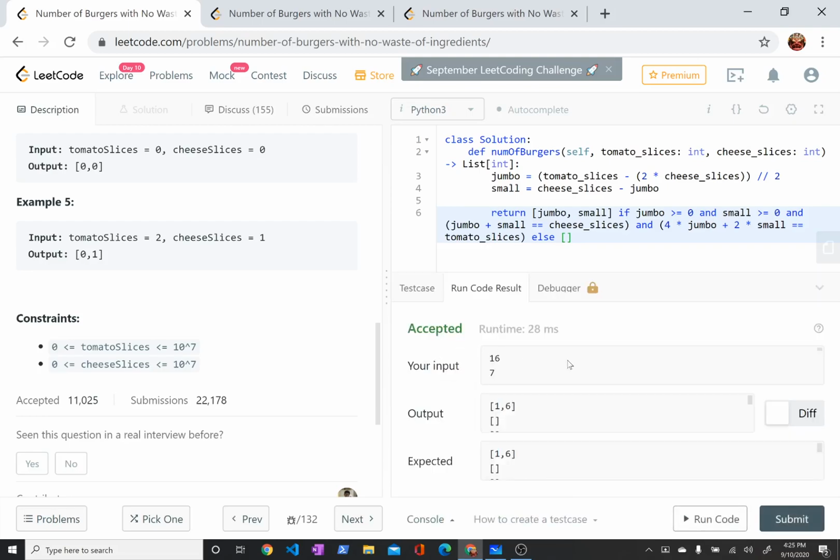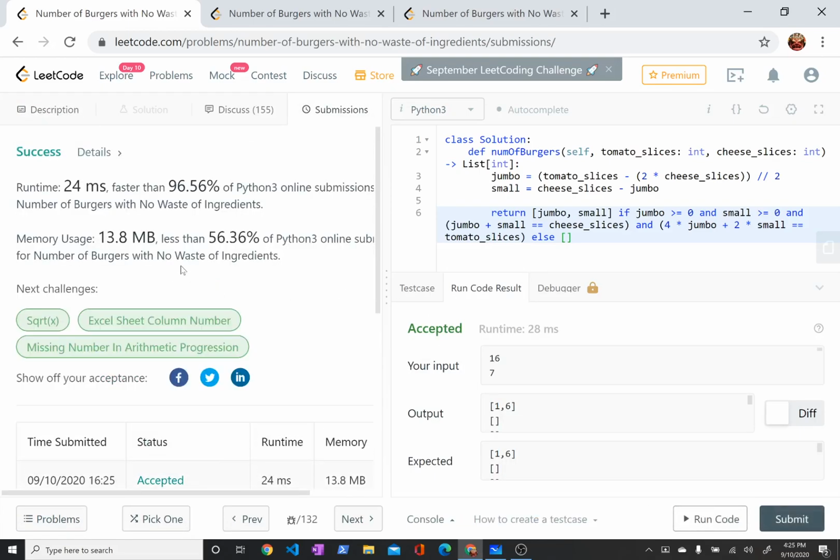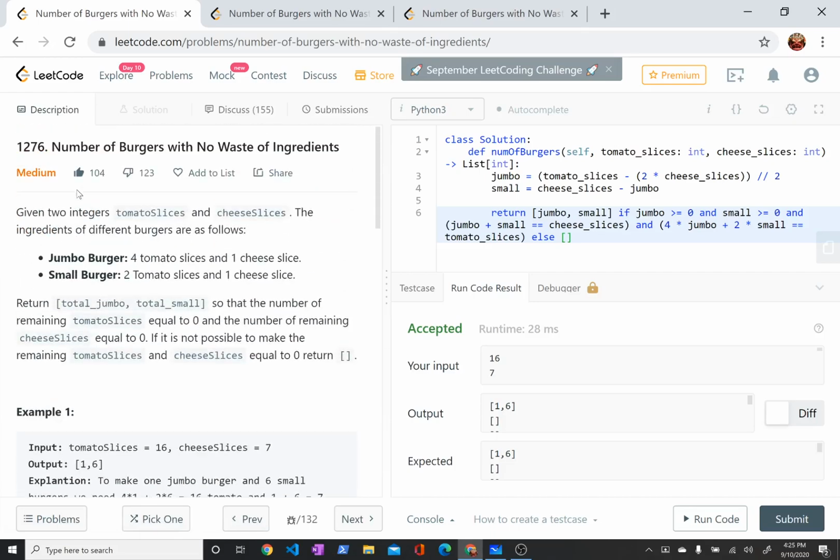Just to sanity check that it is going to work for us, I think this is going to come back very fast. Indeed, it's 96th percentile for speed. I'm not too sure about how to make this faster. I'd be curious what the top 3% or what the fastest Python solution is. But I don't know that. But anyway, this is solving LeetCode problem 1276, number of burgers with no waste of ingredients.